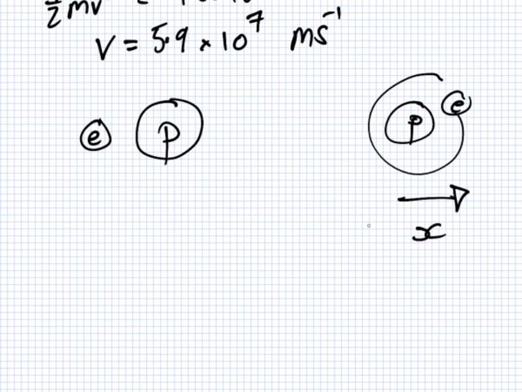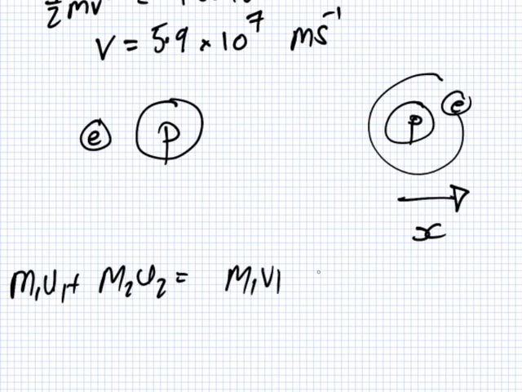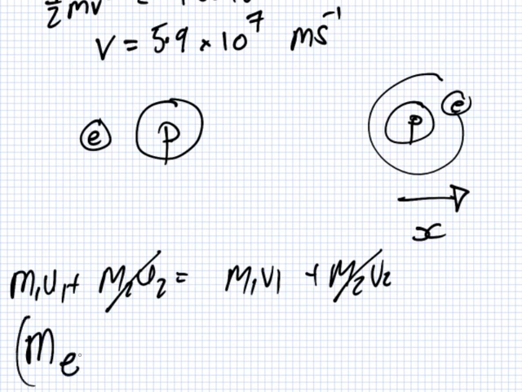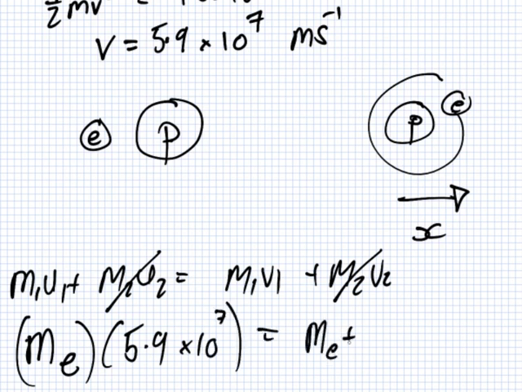So conservation of momentum says m1u1 plus m2u2 equals m1v1 plus m2v2. Here it's at rest, so that's gone. And here they've become one, so we only need one of them. So you have the mass of an electron, I'll write it as me, times the velocity. That should equal the mass of an electron plus the mass of a proton times x.